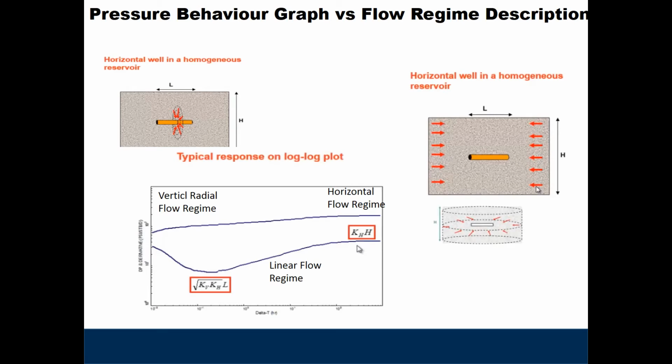We present the pressure difference and pressure behavior on a log-log scale, so we can see the normalized pressure and the pressure derivative plotted on the same graph. Here we have the vertical radial flow regime, which is the early radial flow in the y and z directions. After that we have the linear flow regime, and last but not least we have the horizontal flow regime, where flow happens horizontally but still with radial flow behavior.